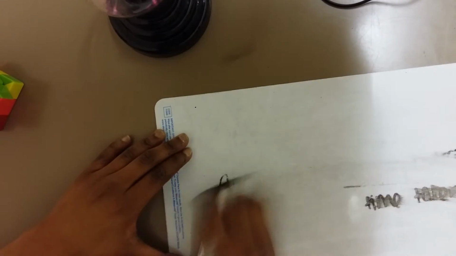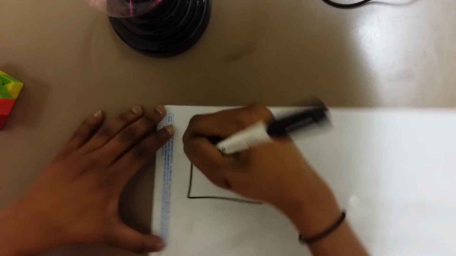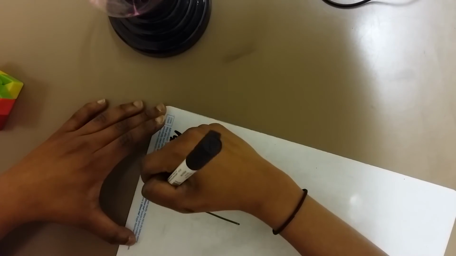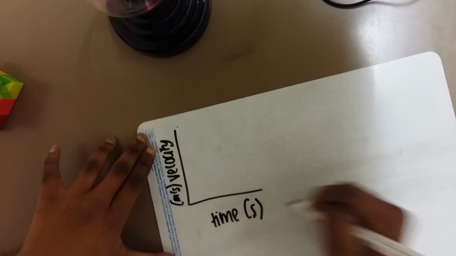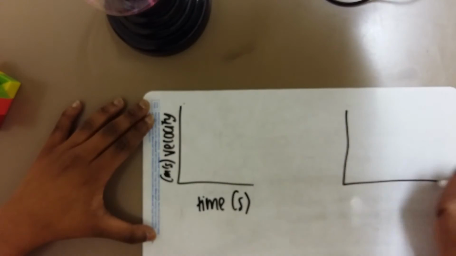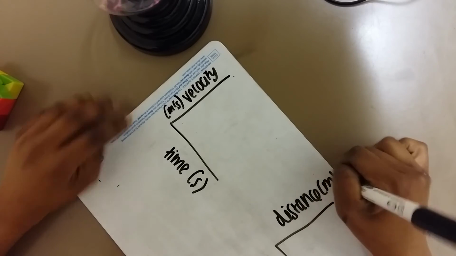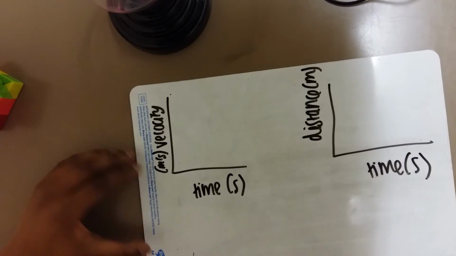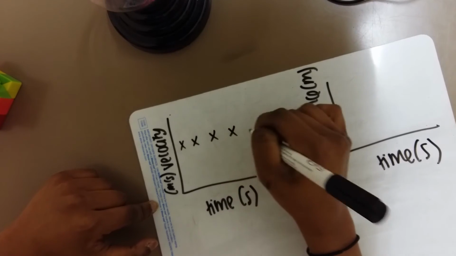So if we had a velocity time graph, there'd be a couple of things that would make it different from a distance time graph. Now, let's have our velocity time graph. Velocity, which is measured in meters per second. This is time, which is measured in seconds. And let's just have our distance time graph, just for reference, to remind us of the differences. This is time, seconds.